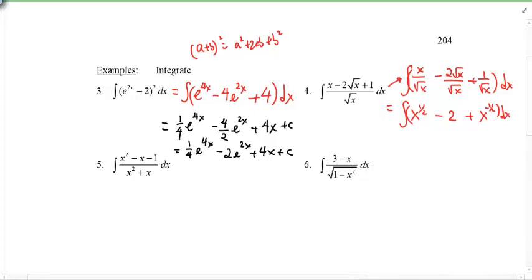So now I'll ask us to antidifferentiate. For x to the 1/2, we're going to add 1 to it, divide by the new exponent, or multiply by 2/3, x to the 3/2. Then minus 2x, and then here x to the power of positive 1/2 divided by 1/2, which is the same thing as multiplying by 2. And don't forget your plus c.